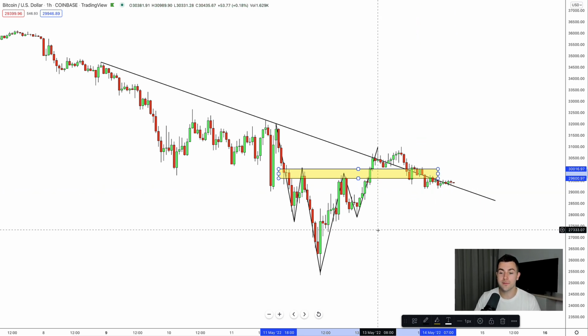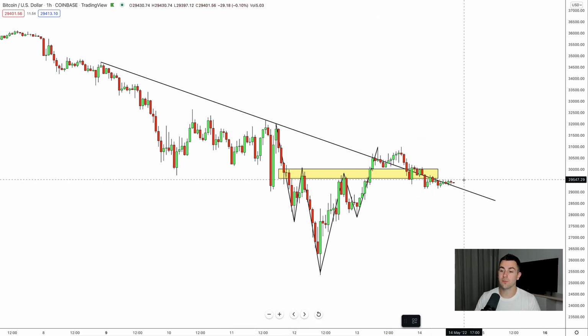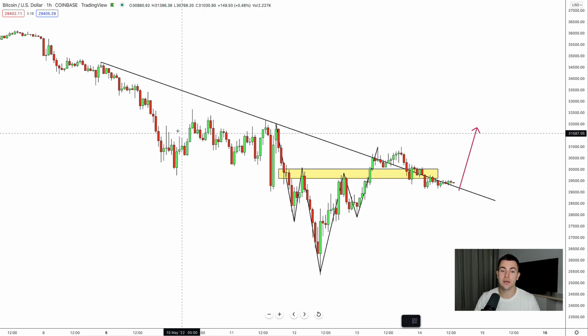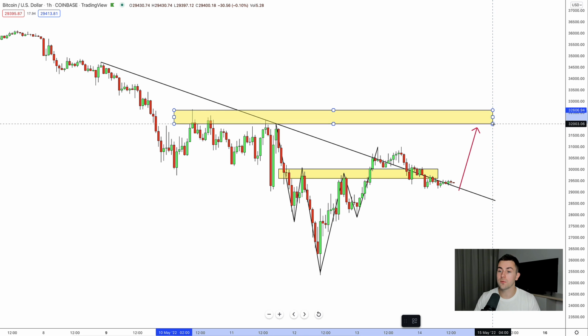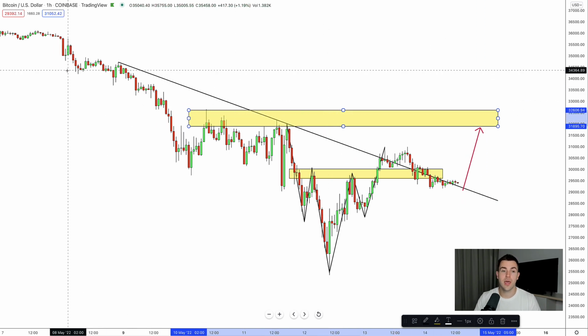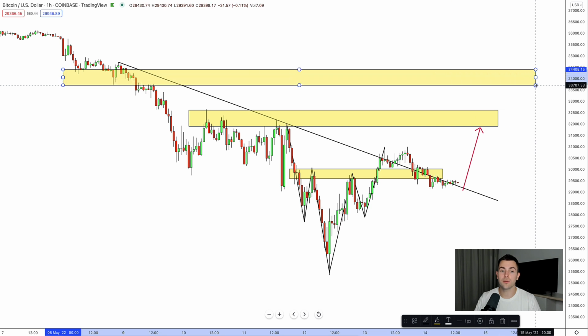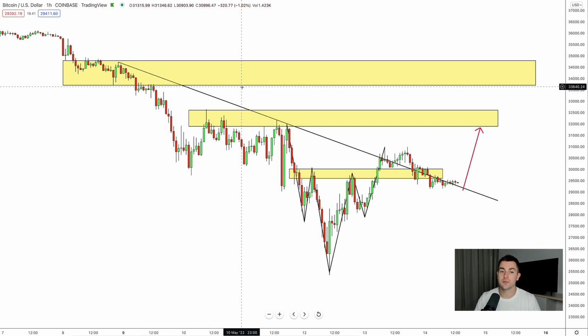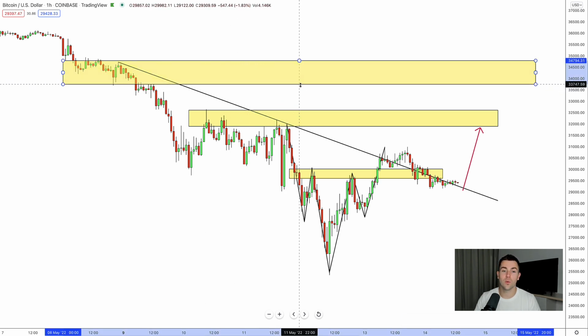So I assume that quite soon Bitcoin will start growing. Yes, and the next resistance and focus will be right here. It will be the first goal for buyers, and then the market can go higher to that resistance cluster. Right here we have quite a wide resistance cluster, and I guess Bitcoin will go there.